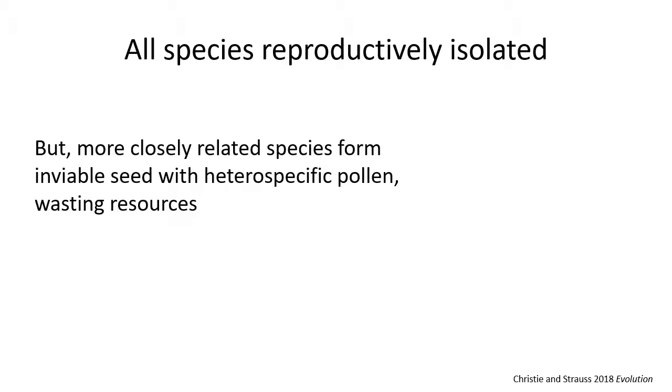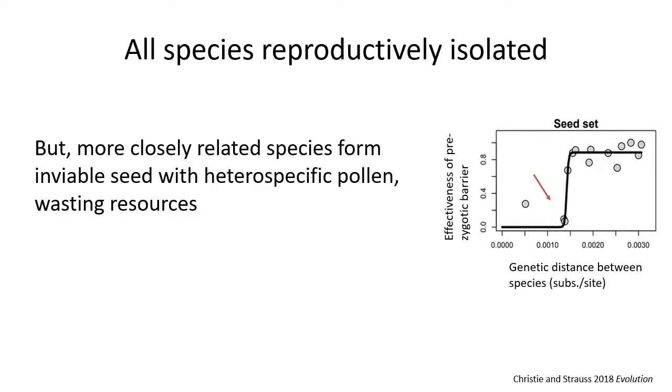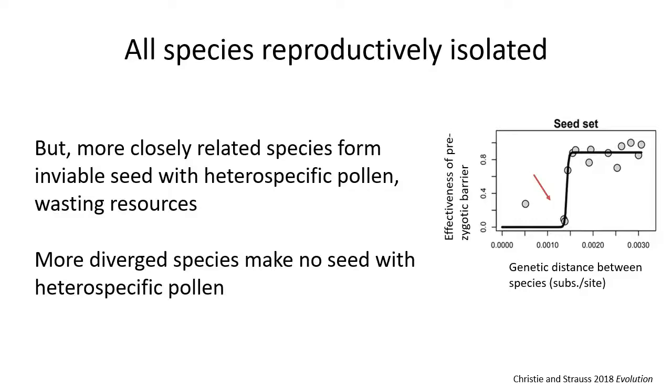And all species are reproductively isolated. This is good because we know that there's not going to be selection on floral traits due to hybridization. But what Kyle found was that more closely related species form inviable seed when they get heterospecific pollen from their congeners. Here, if we look at the effectiveness of prezygotic isolation, what we see is that when the genetic distance separating the crossed species is low, when they're close relatives, a number of species are making this inviable seed, whereas as soon as they cross some threshold, we get no effect on seed set as a result of heterospecific pollen deposition. So more closely related species form inviable seed and may waste resources, whereas more diverged species make no seed with heterospecific pollen.